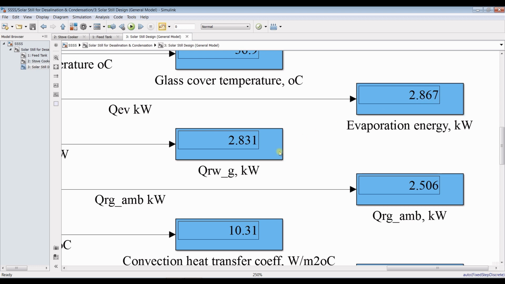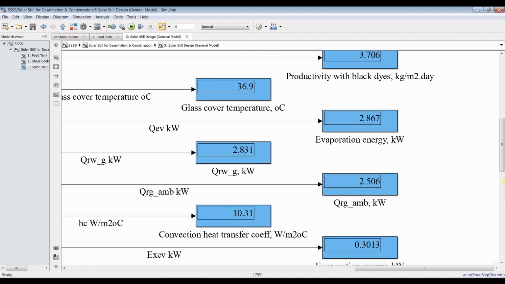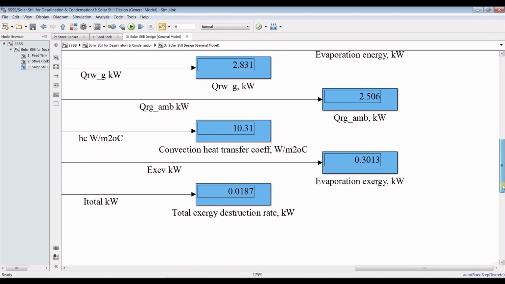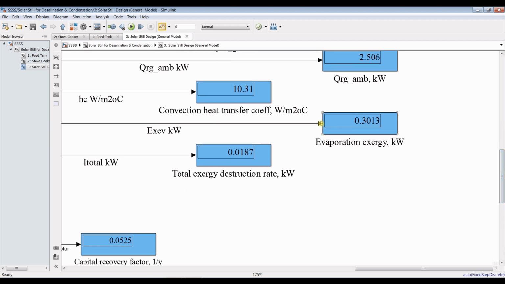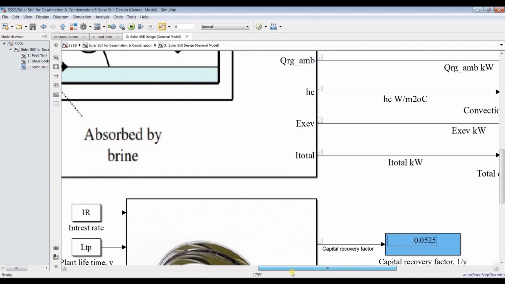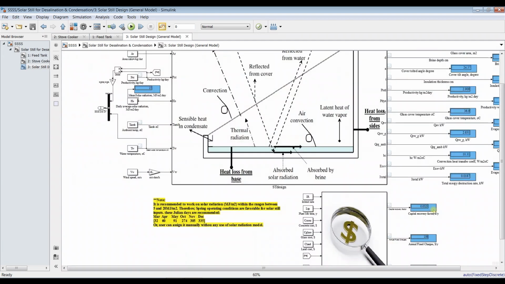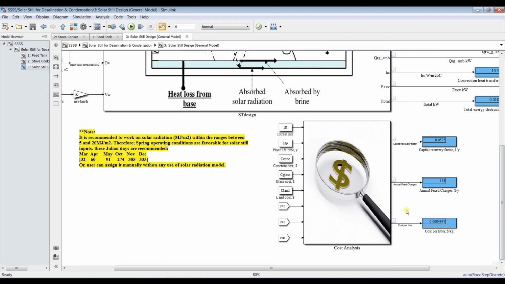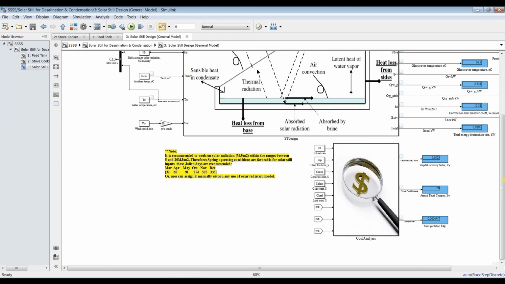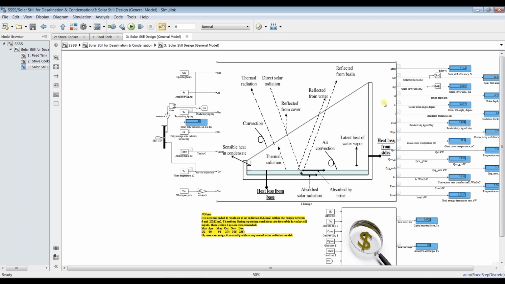Evaporation energy, this is radiation energy, and radiation from the glass cover energy. Overall, this is the convection heat transfer coefficient inside your solar still, evaporation exergy, and total exergy analysis. This is your cost analysis, your cost analysis per liter. It's quite simple, direct, and an easy one.